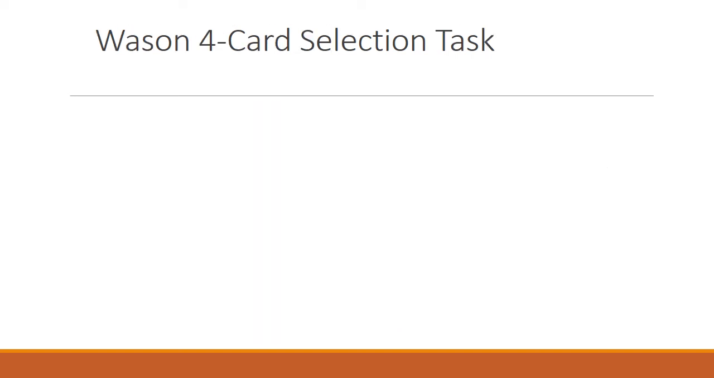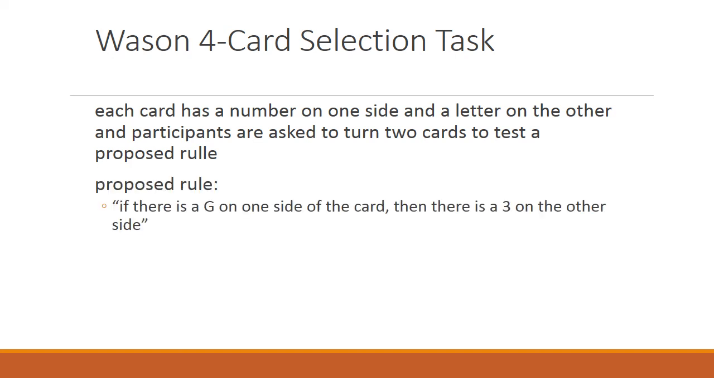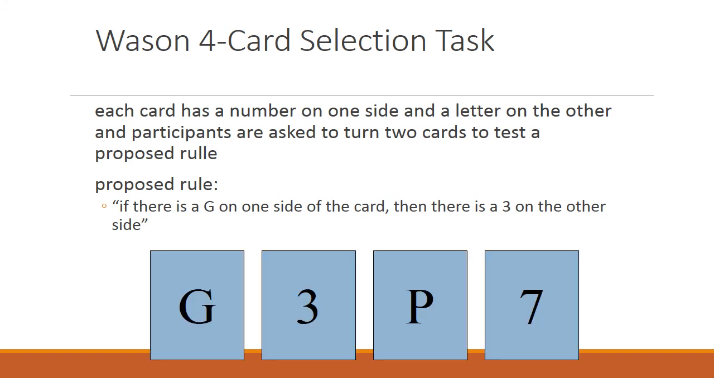In the context of the Wason 4-card selection task, the main idea is that each card has a number on one side and a letter on the other side. Participants are asked to turn 2 cards to test a proposed rule. The proposed rule might be something like, if there's a G on one side of the card, then there's a 3 on the other side. So you have to flip 2 of these cards to determine whether this rule is correct or incorrect.